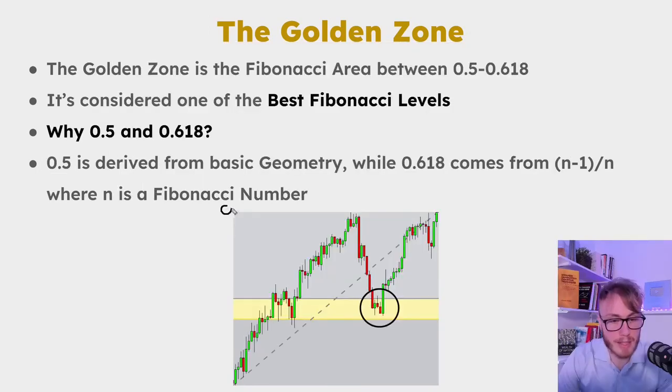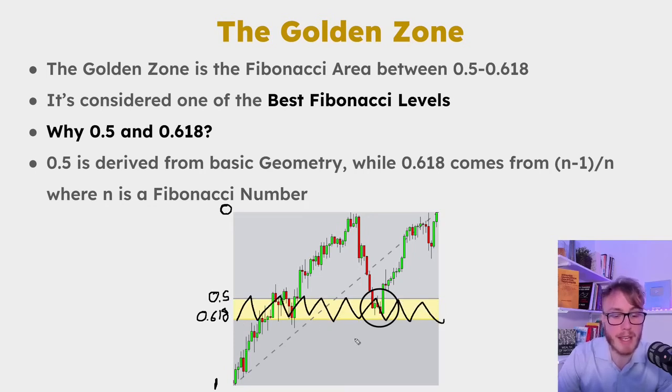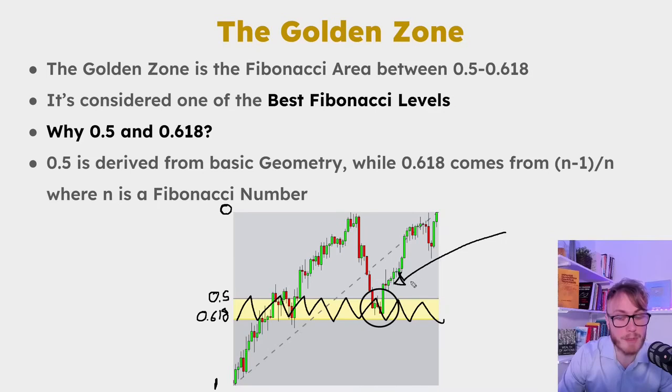So just to be clear here, right here is 0. Here in the middle, we have 0.5. And the lower line here is the 0.618. Right here, we have 1. And the golden zone is the area here in between 0.5 and 0.618. Later on in this video, I will show you guys exactly how you can change the settings of the Fibonacci tool to get this golden zone.